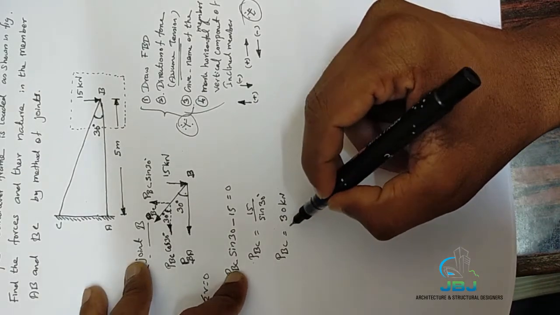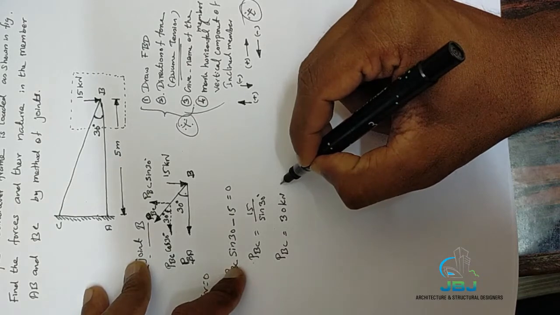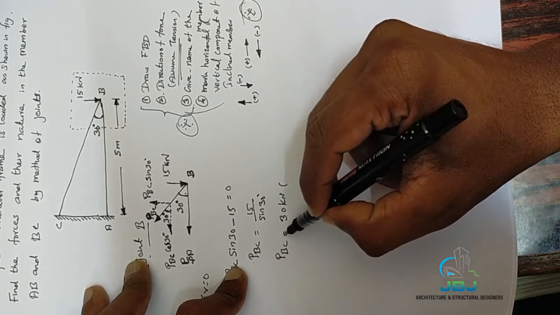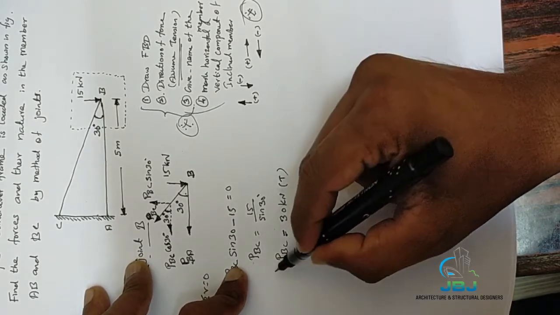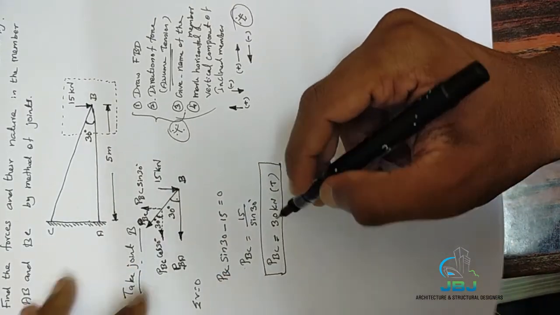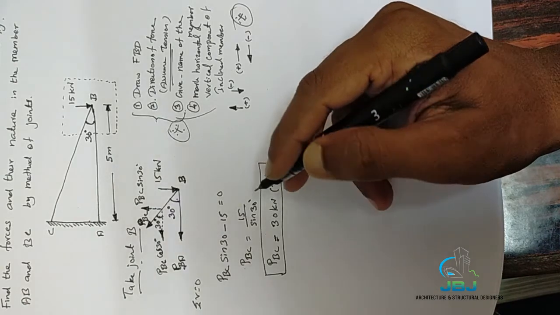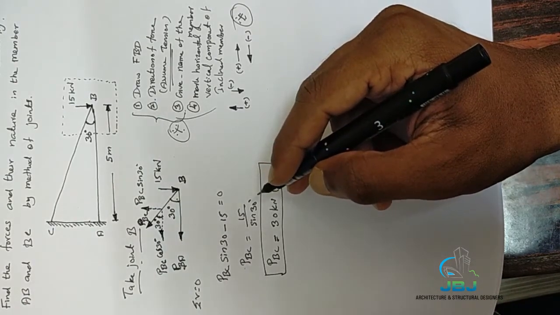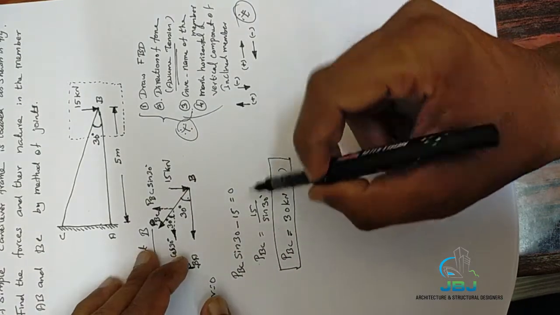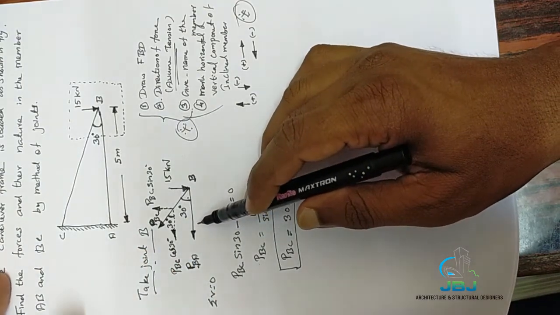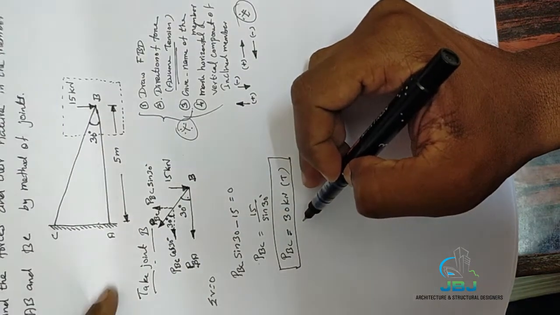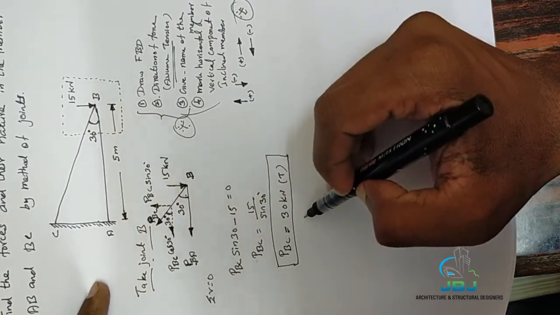Here we get the positive result, so we can easily get the conclusion this member, that means PBC, is the tension member. Okay, PBC is the tension member. The very important thing is, if we get the positive result, that means our assumption is right, answer also right. What is our assumption? We assumed before this member is a tension member, right? The tension member. So we get the positive result. So we can get the conclusion this PBC member is tension member.